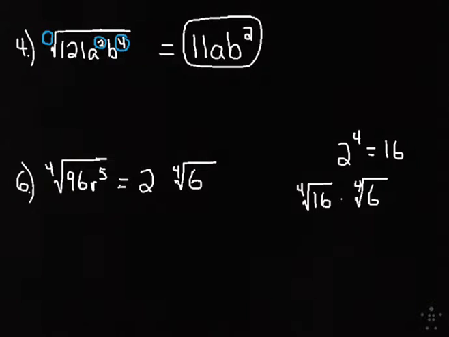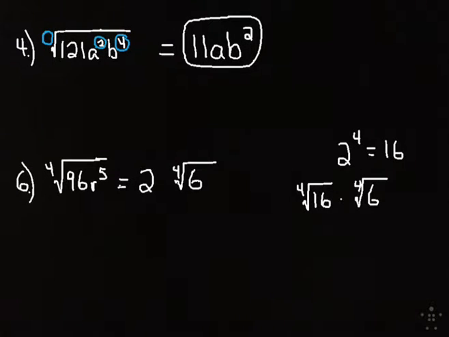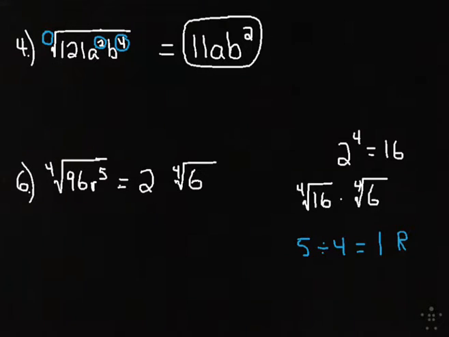Now, with the variable, you have r to the 5th. That exponent is greater than or equal in value to the index. So you say, all right, well, this is 5 divided by 4. How many times will 4 go into 5? Once, with how many left over? Yeah, with 1 remainder. So that means 1 r can be simplified out, and you have a remainder of 1, so 1 r is still underneath the radical. So this is 2r times the 4th root of 6r.